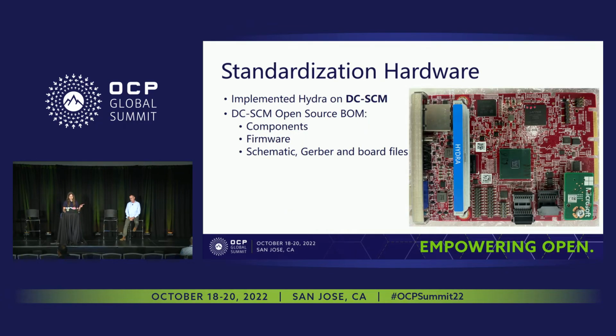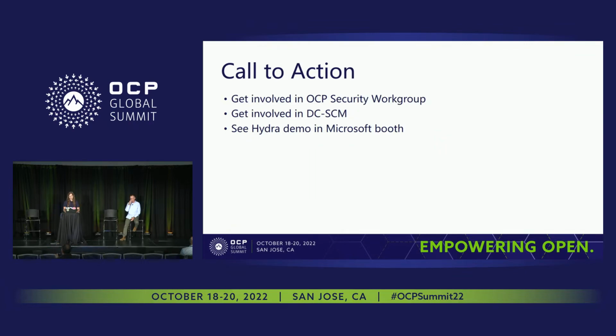In addition, there is a DC-SCM available, and we're in the process right now of contributing that to OCP. So the BOM, schematics and Gerber files, if anyone wishes to go and manufacture a DC-SCM, that will be made available through OCP. So then, the call to action is join the work group.